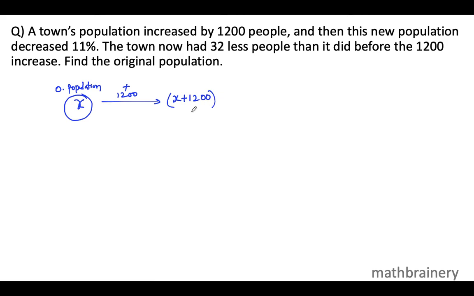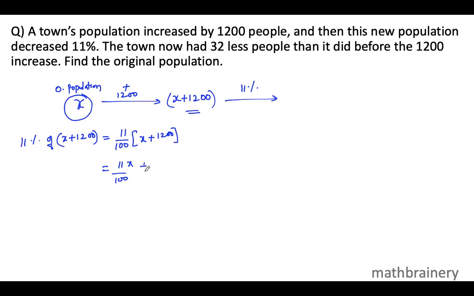What is given? This new population is decreased by 11%. First of all, what is 11% of this x plus 1200? That must be 11 by 100 of your x plus 1200. That is 11x by 100 plus 11 by 100 into 1200. These two hundreds will get cancelled. Let me write this in decimals for the simplicity of calculations. It must be 0.11x plus 11 into 12 is 132. So, 11% of x plus 1200 is 0.11x plus 132.